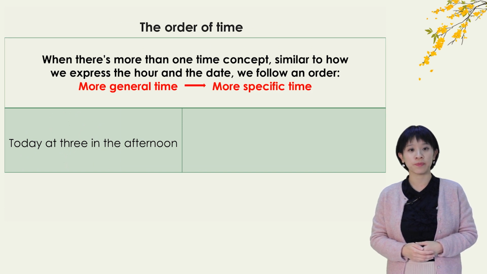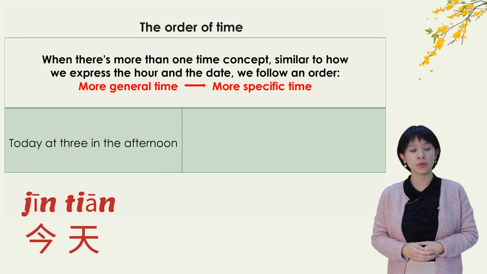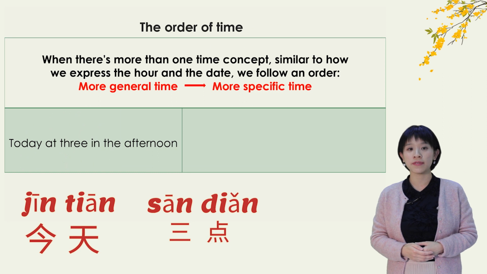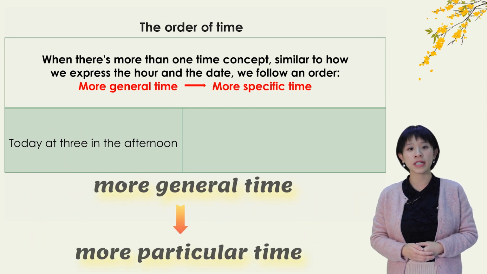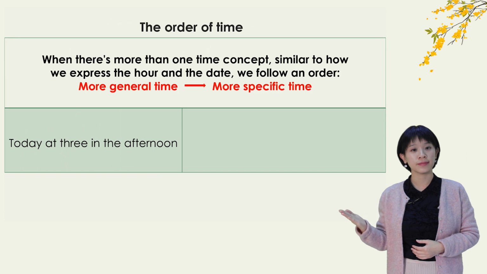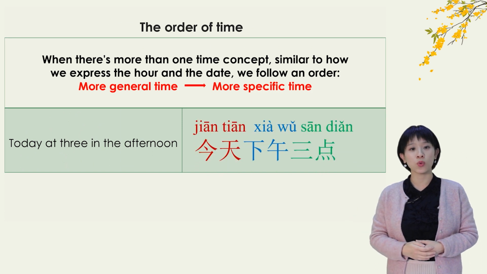If you already master how to express the hour, let's continue with how to express several time concepts at the same time. In this case, pay attention to the order of time. For example, to say, today at 3 in the afternoon. In this phrase, there are 3 time concepts. Today, 今天, at 3, 3点, and in the afternoon, 下午. For this type of phrase, you need to place the 3 concepts from the more general time to the more specific time. Therefore, the answer would be 今天下午3点.